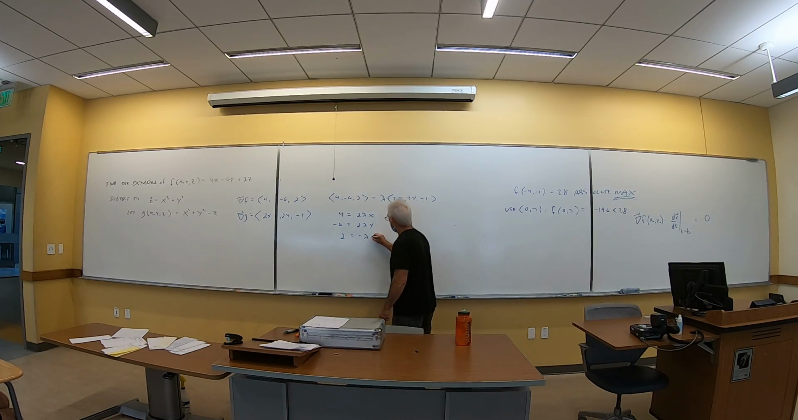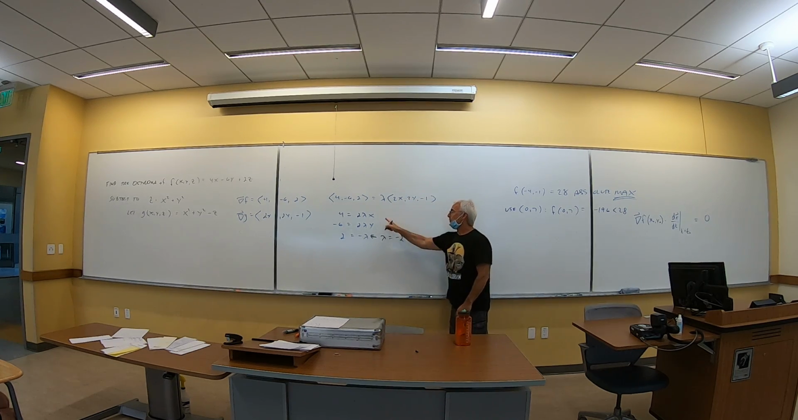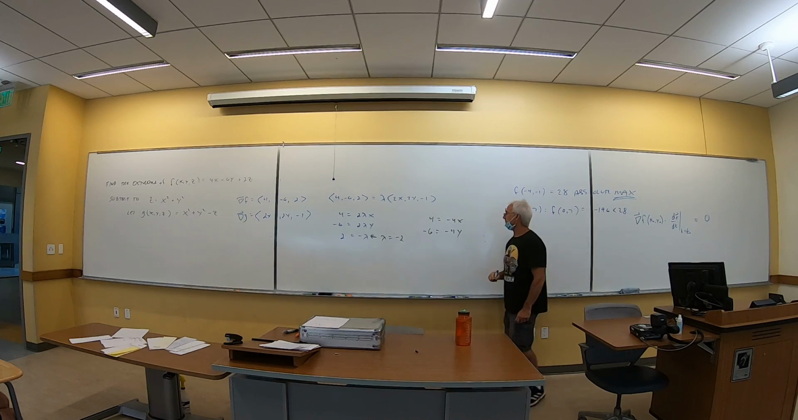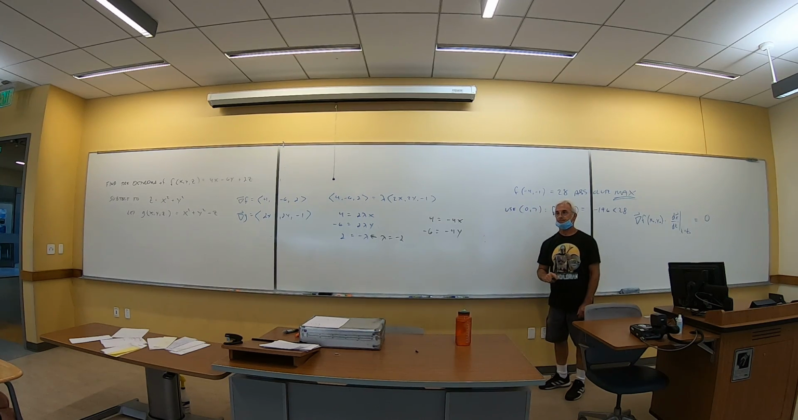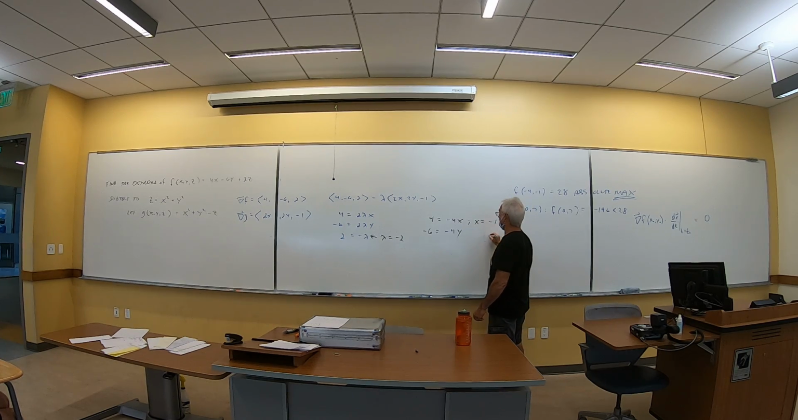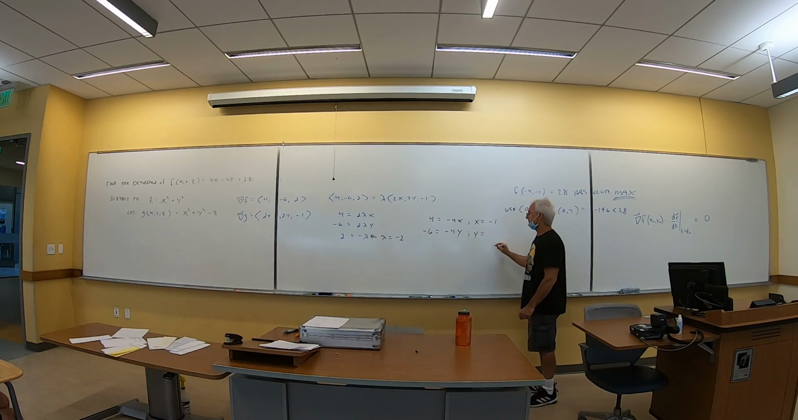So this, I'll put the arrow here, this says that lambda is -2. So going back to here, now if lambda is -2, then 4 equals -4x. And this says that -6 equals -4y. Okay, so therefore x equals -1, and what is y equal? 3/2.